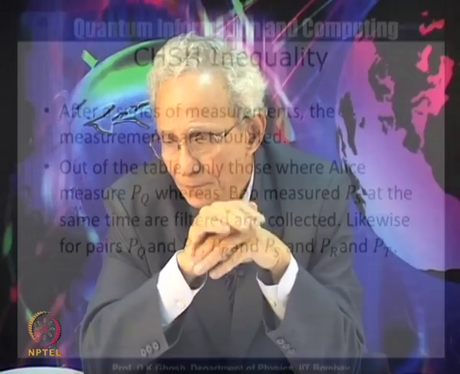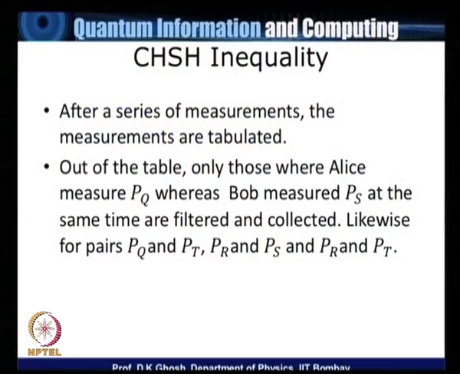Now, let us look at what they will do. They will make a table, the way we do in a lab. Observation number 1 means Alice's first observation and Bob's first observation. So, Alice has measured one of the properties and Bob has measured another.